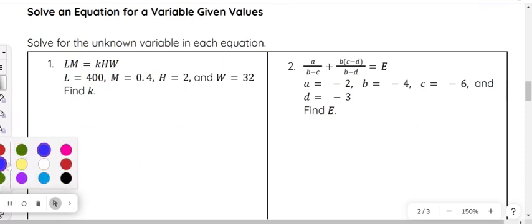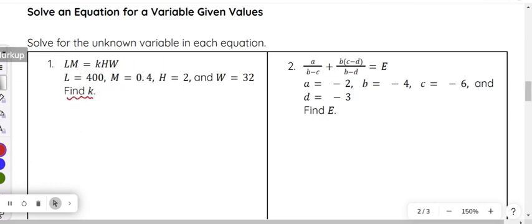So let's take a look at example 1 here. We're going to solve for the unknown variable in each equation. Here we are finding k, as you can see on this bottom line. They give us an equation, Lm equals khw. Remember, if there's no operation in between, that means multiplication. So L times m, k times h times w.